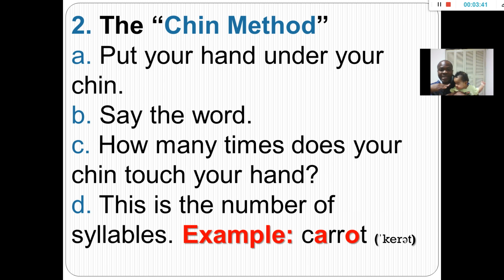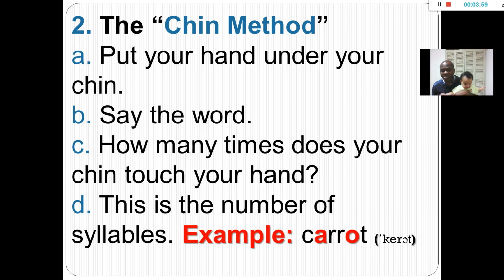B, say the word like in the first method. Say the word, the listening method. C, see how many times your chin touches your hand. Very important: how many times does your chin touch your hand? And the next one, D, is the number of syllables.